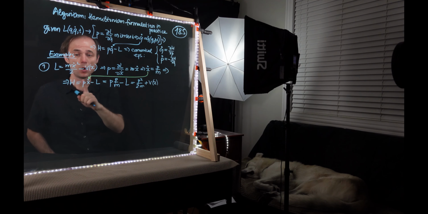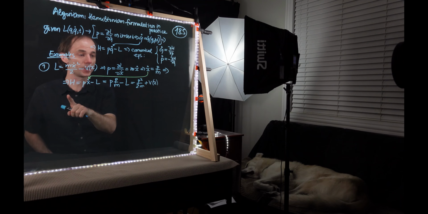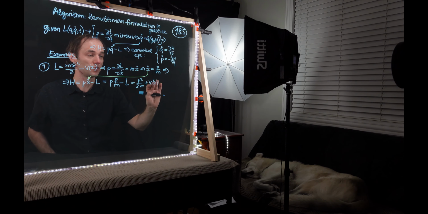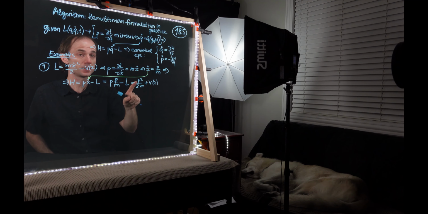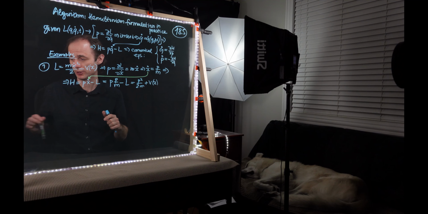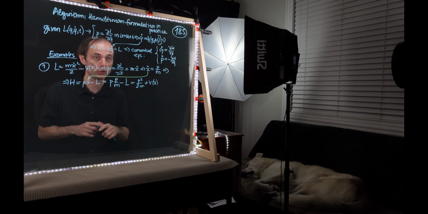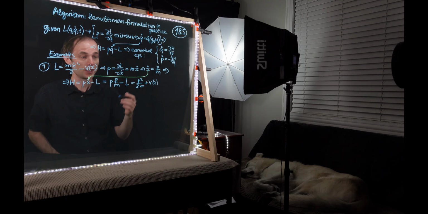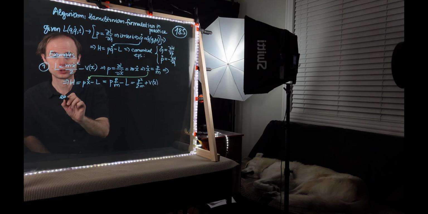And as you can see, we have achieved our goal. We have expressed the Hamiltonian in terms of the coordinate x and momentum, and it doesn't depend on time. So bingo, the energy or the Hamiltonian itself will be conserved. We will be talking more about energy conservation later. And now we can write down the equations of motion.